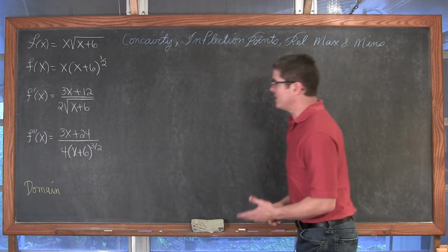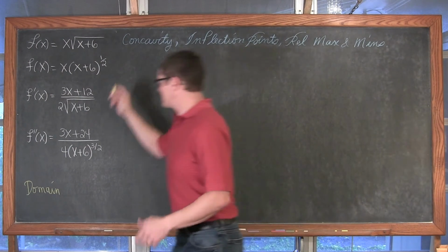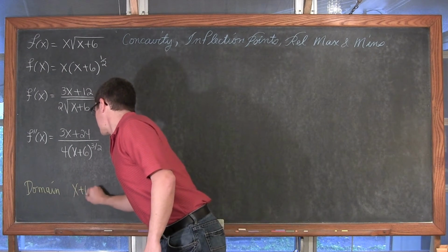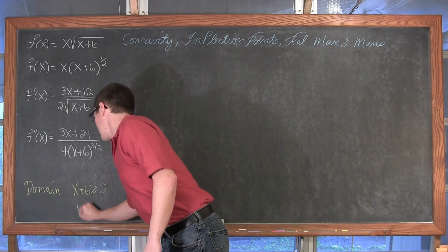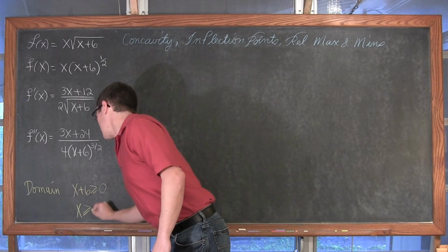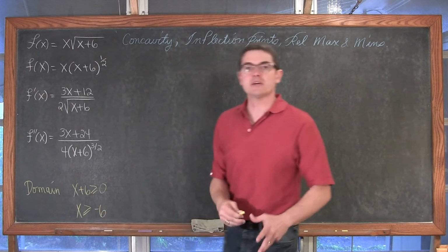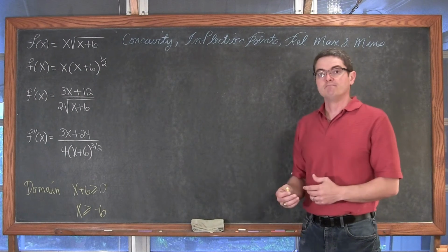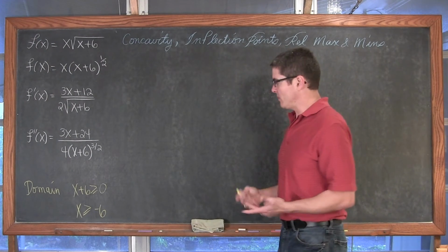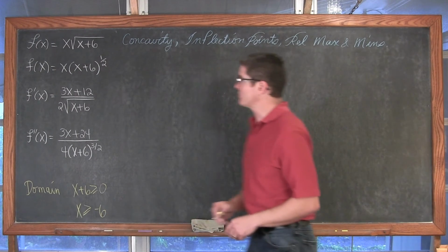I talked about that earlier in the video. The function's domain is, x plus 6 has to remain greater than or equal to 0. So our domain is x is greater than or equal to negative 6. So any values that we find, the critical values outside that domain, is not going to be usable. And I could write that from negative 6 to infinity, of course.